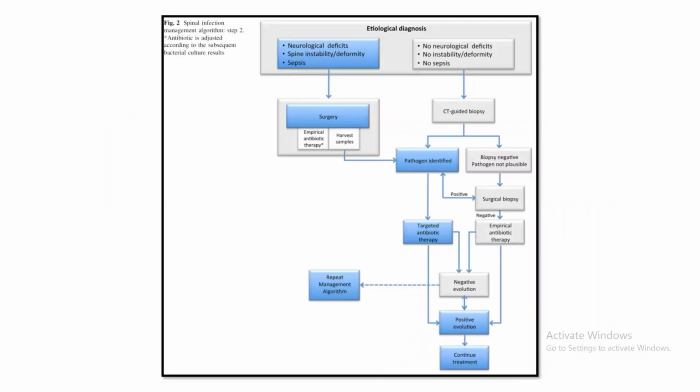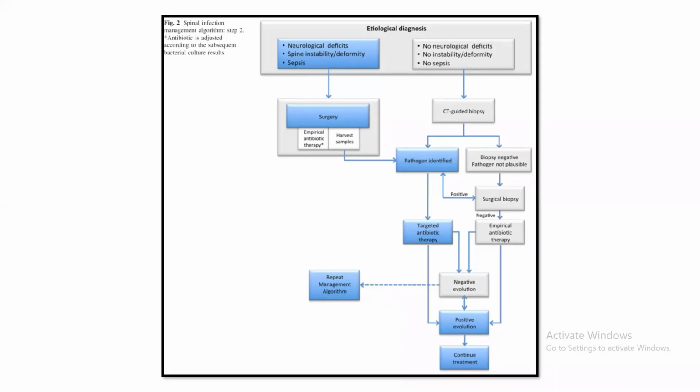And then moving forward, this is the treatment algorithm and how they decide who needs surgery and who can be treated with medical management. Like I mentioned, the major things we're looking for in somebody who would be treated with surgery right off the bat would be neurologic deficit, spine instability, sepsis, and also refractory cases that have failed medical management. If they have any of those things, they get surgery.